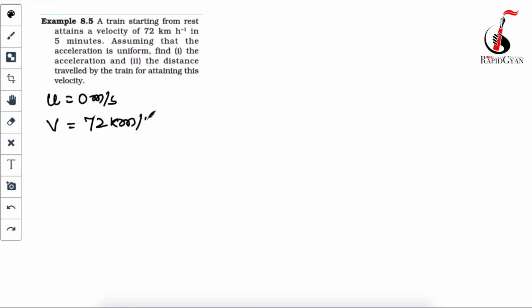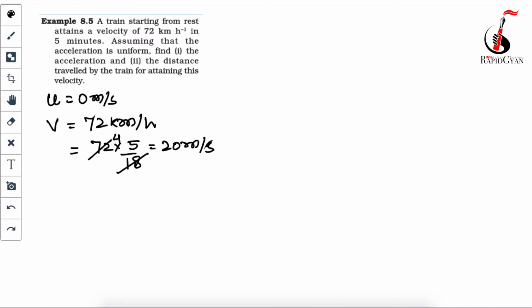So see here, your initial velocity is in meter per second, your final velocity is 72 km per hour. So you will have to convert this into meter per second. In order to convert kilometer per hour into meter per second, we will have to multiply by 5 upon 18. Just remember this. So 18 fours are 72, 5 fours are 20. So your final velocity is 20 meter per second.